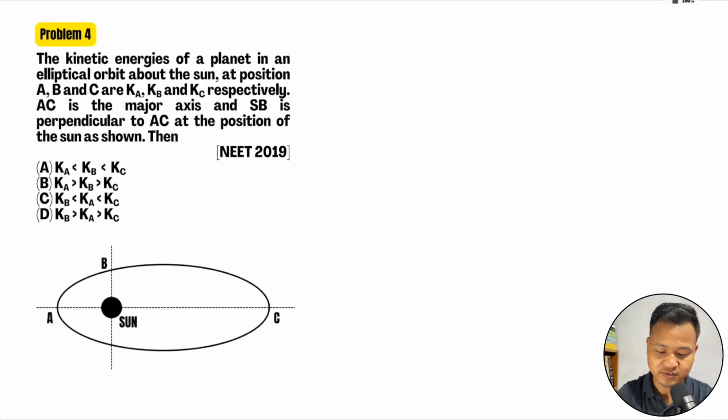Okay, so we'll solve one more. The kinetic energy of a planet in an elliptical orbit about the sun at a position. In the figure the planet revolves through point A, point B and point C, and we compare the kinetic energy.